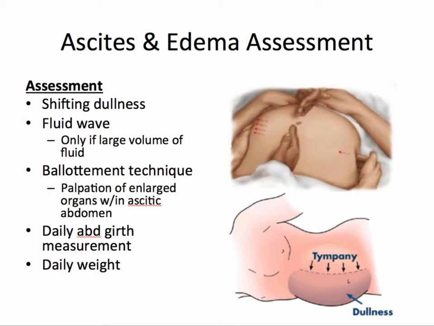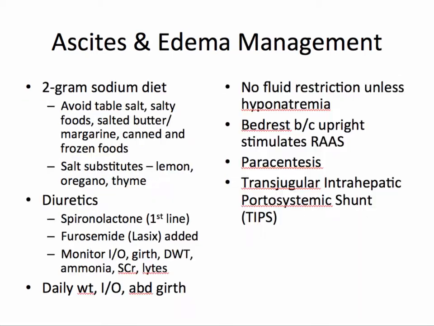Additional methods of assessment include daily abdominal girth measurement and daily weights. The management of these patients with fluid volume overload includes maintaining them on a 2-gram sodium diet. You want to encourage them to avoid table salt, salty foods, salted butter or margarine, canned and frozen foods. Encourage the patients to use salt substitutes such as lemon and oregano. Diuretics can also be used, such as spironolactone and furosemide.